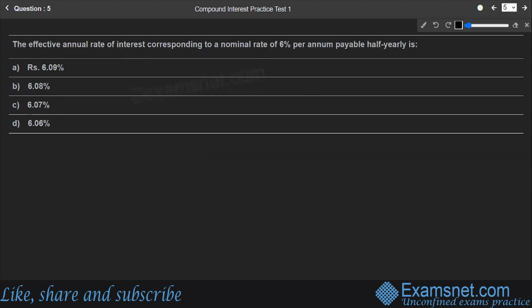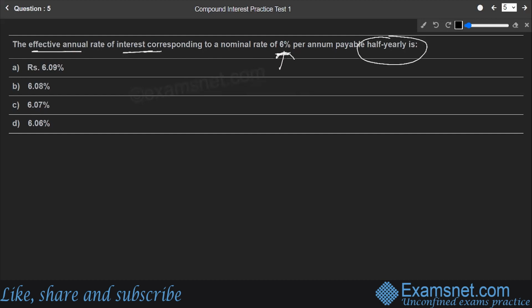Okay, so the next question. Question number: the effective annual rate of interest corresponding to a nominal rate of 6% per annum payable half yearly is. Okay, so effective rate of interest can be understood in one manner. Effective rate of interest means that if you want to calculate the interest in one go. He says the nominal rate of 6% per annum payable half yearly is. So if you want to calculate the value of interest in one go, then he says the rate of interest is 6% per annum, but it is compounded half yearly.